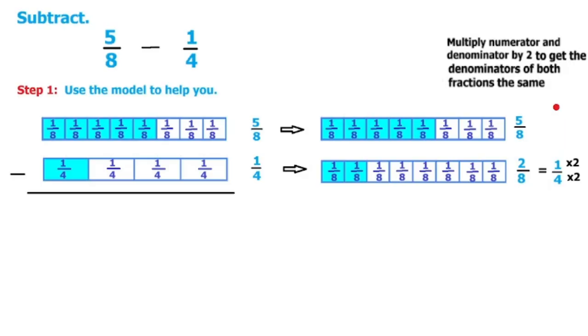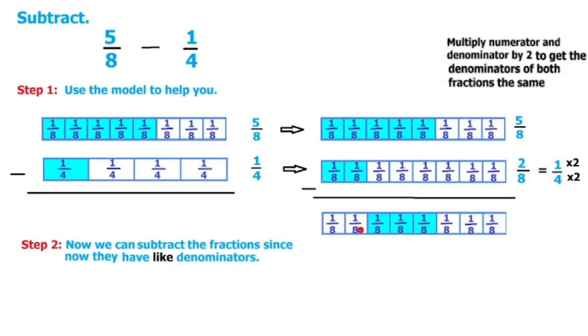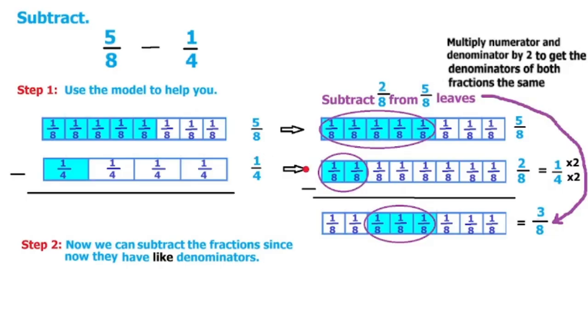Step 2. Now we can subtract the fractions since now they have like denominators. So let's do that. So we could see that when we subtract 5 minus 2, we are left with 3. So let's look at that in a little bit more detail. So we have 3/8 here. So we take this, we subtract 2/8 from the 5/8, and that leaves us with 3/8, which is here. See, we're just left with these 3 because we've subtracted these 2 away.